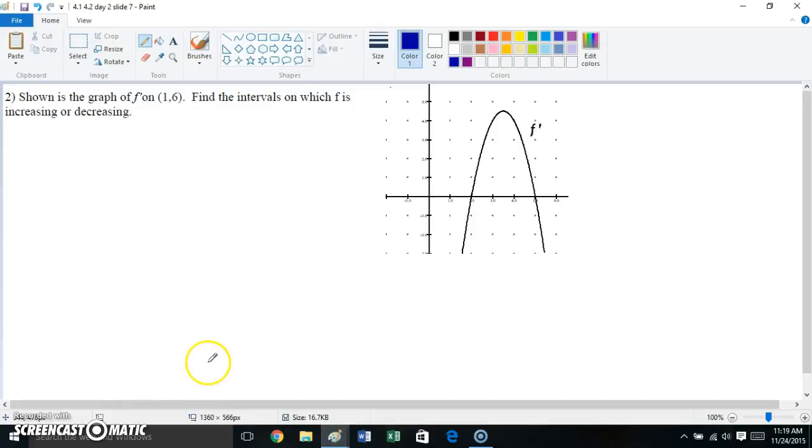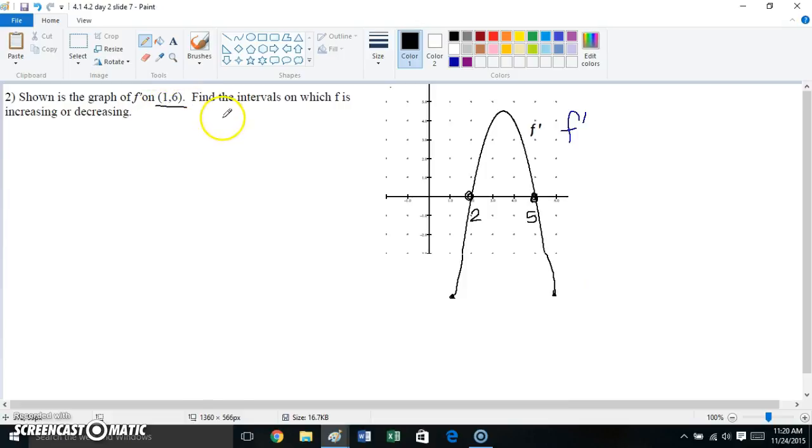Okay, question 2. Shown is the graph of the derivative. So this is f prime on the interval from 1 to 6. I think they probably could have made their graph go a little bit further if they really wanted it to show from 1 to 6. So it's probably coming down here, nice parabola. It looks like this parabola has zeros at 2 and at 5.